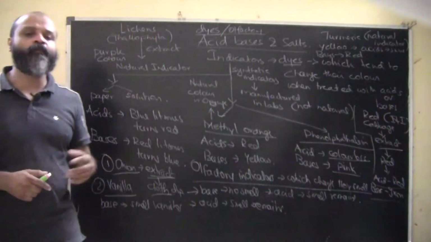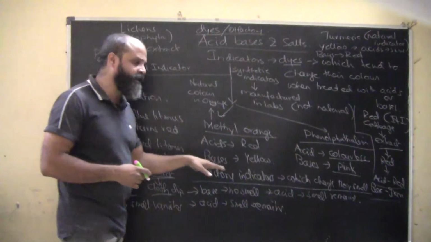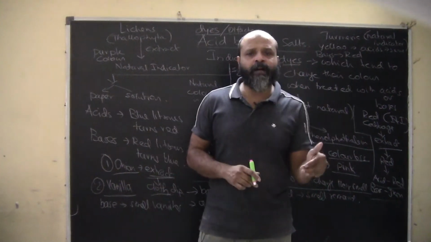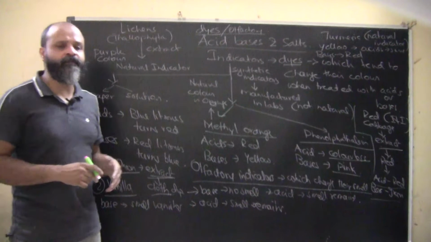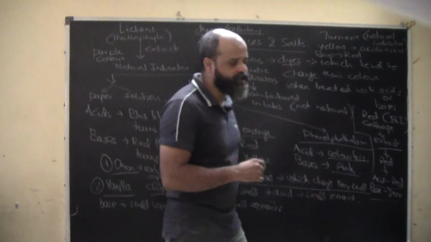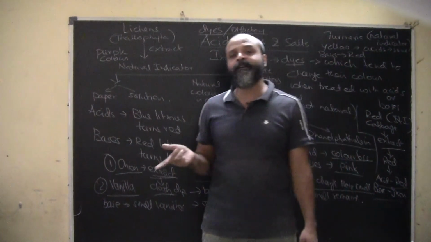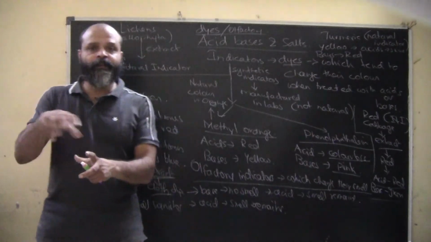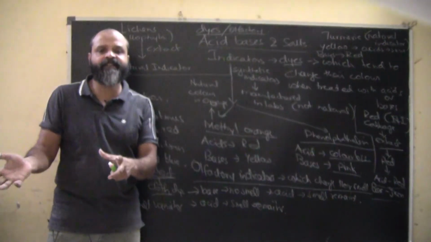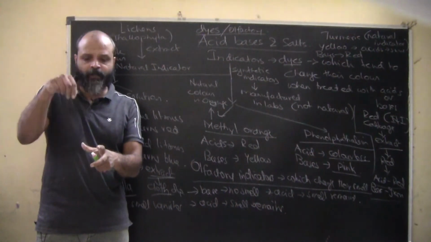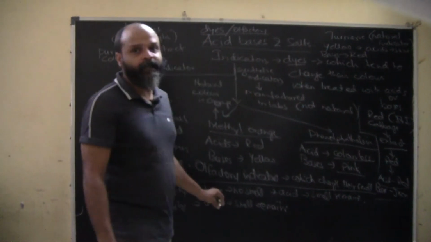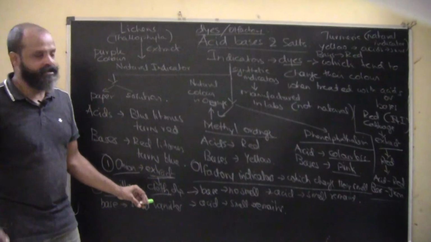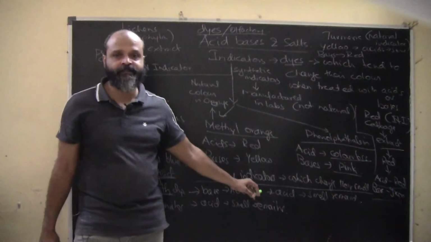In case of olfactory indicators, what do we have? We know that onion and vanilla have very strong smells, and that's one reason why they are used in preparation of foodstuffs. When we put onion in a mixie and derive an extract out of it and dip a cloth in it, obviously it will have a very strong smell. When we dip it in a base, the smell vanishes. However, in an acid the smell remains.